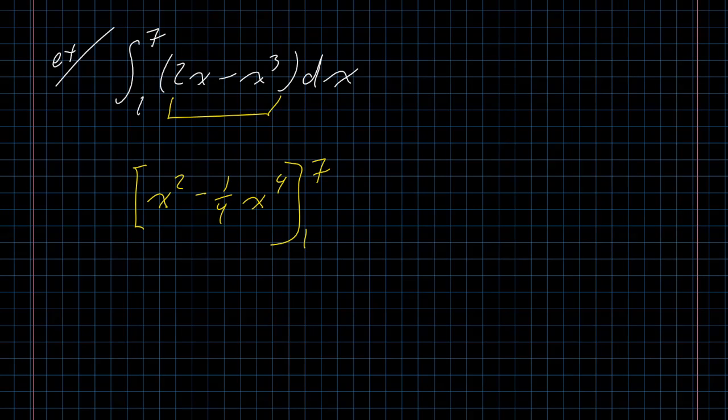But we take that and we evaluate it at our endpoints. And this notation, sometimes you'll just see a vertical bar on the right. I like enclosing the whole thing in brackets because it helps me make sure that I don't lose something along the way. But we want to take this whole thing, we want to evaluate it at our endpoints. So we plug in and we evaluate this function at 7. So we get 7 squared minus 1/4 times 7 to the 4th power, minus, evaluate when x is 1: 1 squared minus 1/4 times 1 to the 4th power.